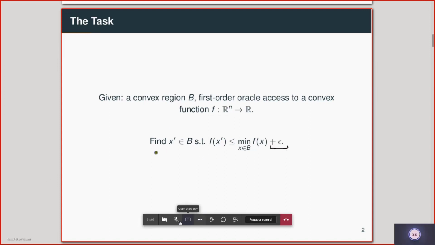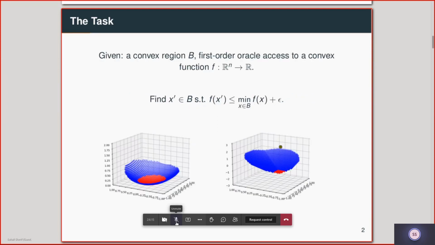Unfortunately, even given this task, I can't tell you how many queries this will take. And the reason for that is best seen by example. Here are two functions. I've plotted them at some discretization of the grid. So red over here are the points that have a value that's at most epsilon more than the minimum. So outputting any of these would be a valid solution to our task. On the right side, I have a similar function, which is just like a maximum of 2 planes. And over here is the set of epsilon optimal points.